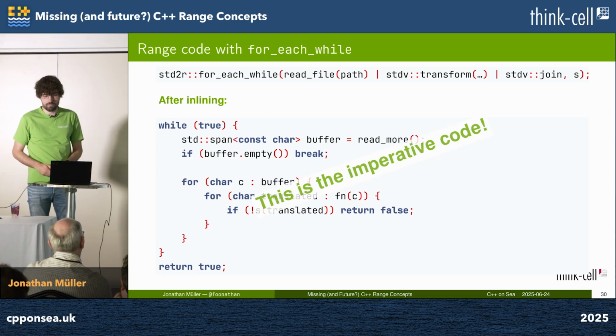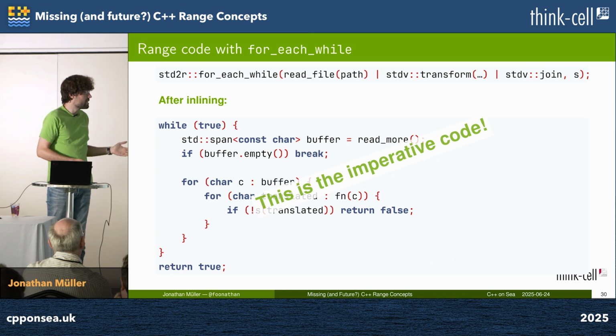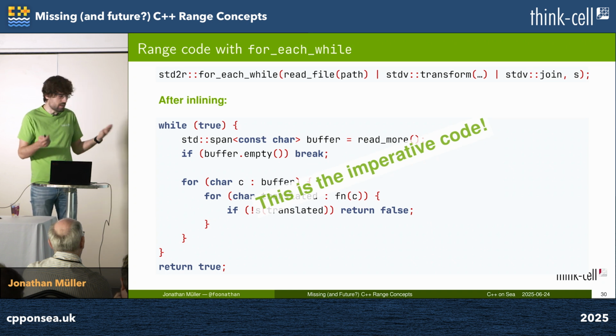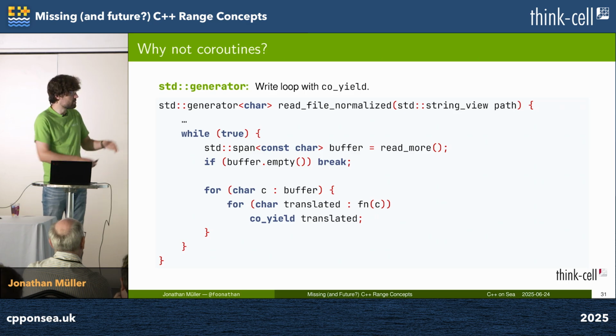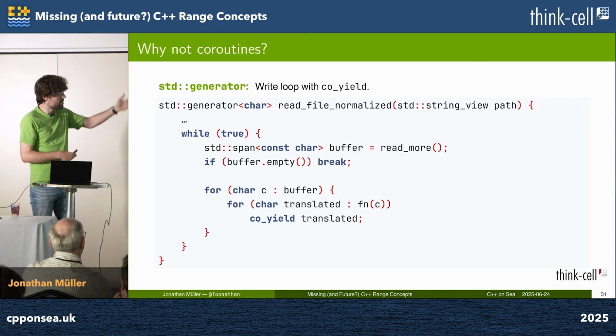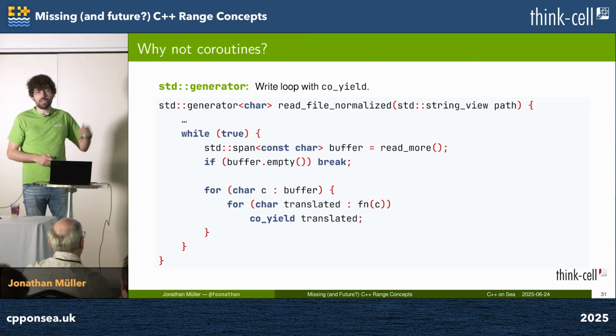And just by repeatedly inlining small functions, we end up directly with the imperative code, and so don't have any iterator overhead. Now you might ask yourself, well, if you want to express loops using ranges, why not use generators and coroutines, right? You can just write a function that returns a generator, and then you can just write the imperative code and yield each element that you want.